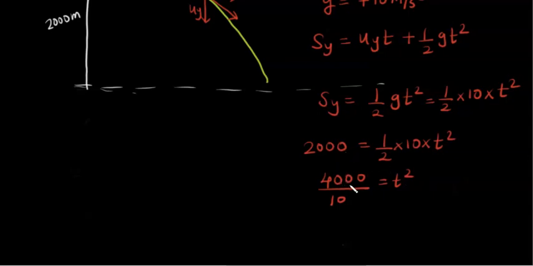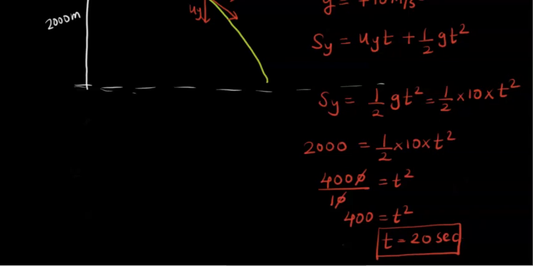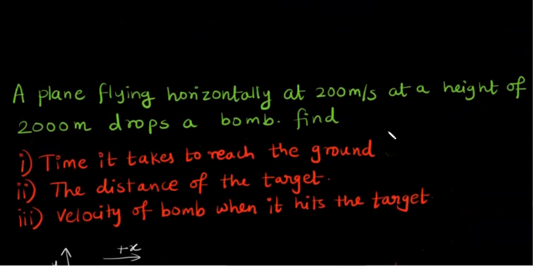2 into 2000 is 4000 divided by 10. So let me cancel this 0. I will get 400 is equal to t square. So now the t value becomes 20 seconds. So time t is 20 seconds. So the time it takes for the bomb to reach the ground is 20 seconds. So we have done this first problem.